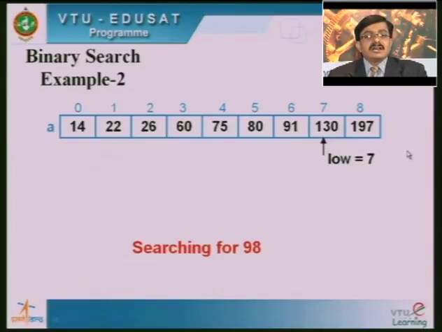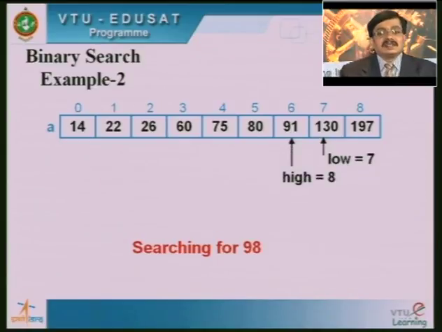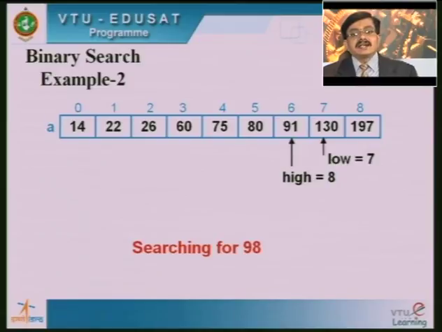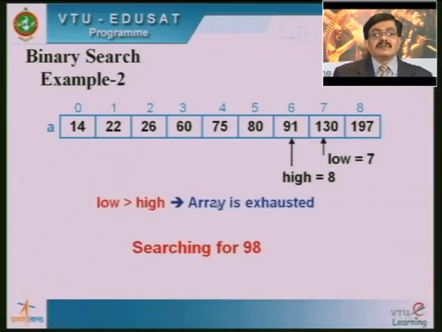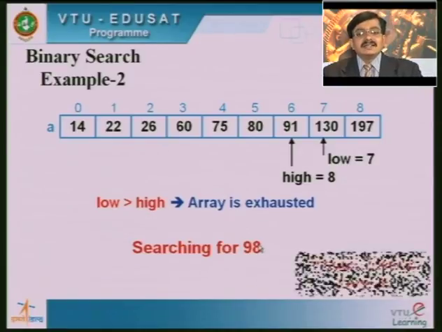Now for the mid value, high should be taken as mid minus 1. So high becomes 8 here, whereas low becomes 7 there. Now the low value has exceeded the high value. When the low value has exceeded the high value, this says that the array is exhausted. When the array is exhausted, there are no more elements to be compared. So here for 98 we can say that it is an unsuccessful search.